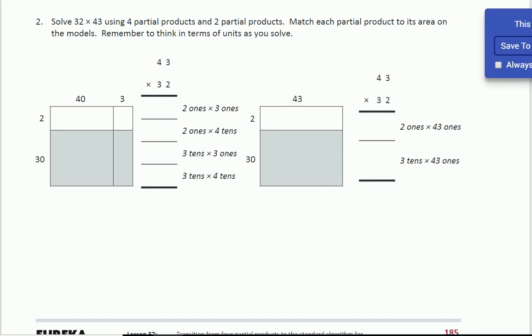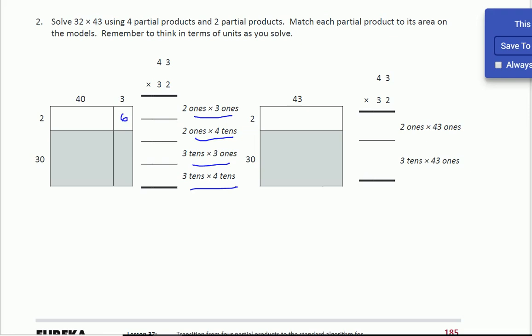And for this one, I'm not going to write the units down here. The units are written down here. We've got the units that we're using right here. Think of the units, but we're going to write it down. So here we're thinking about 2 times 3, which is going to be our answer here. This is 2 ones times 3 ones. Well, 2 times 3 would be 6 ones.